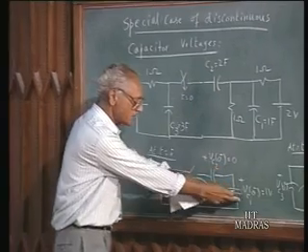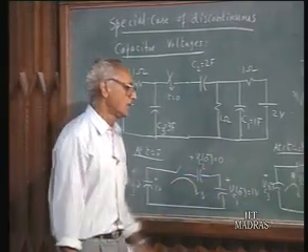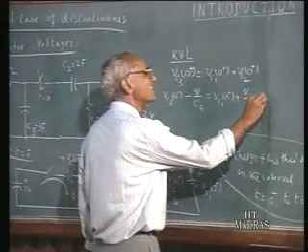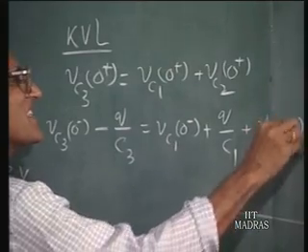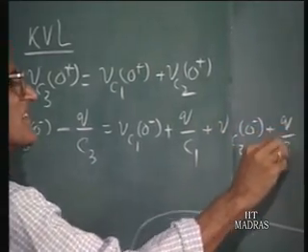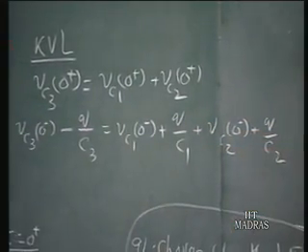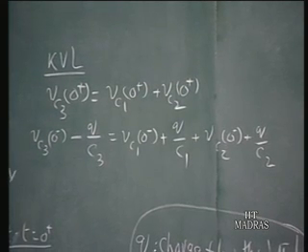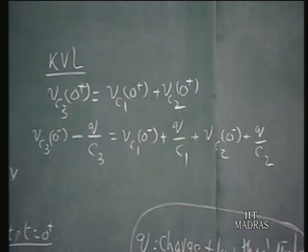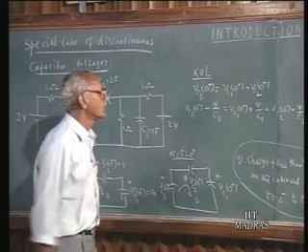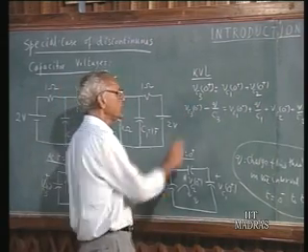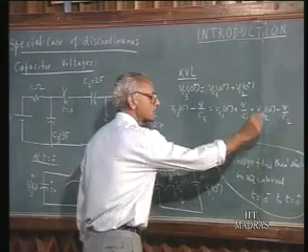Some additional charge is put on this capacitor, and similarly Vc2(0-) plus q upon C. And this q is a common charge which flows through this loop. That means there is an impulse current which, integrated over the interval from 0- to 0+, represents a non-zero amount of charge. And in this equation, we know Vc3(0-), Vc1(0-), and Vc2(0-).